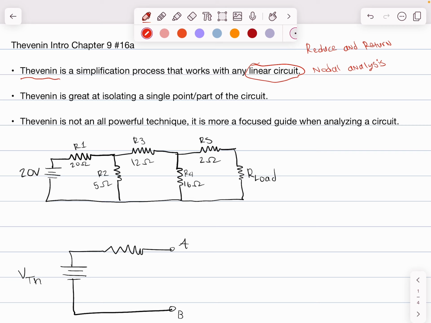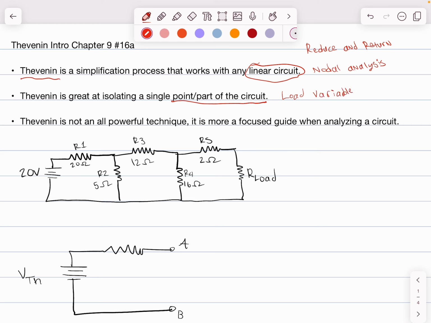The next sentence about Thevenin is, it's great at isolating a single point or part of the circuit. A lot of times in Thevenin, they will ask us about a specific load, whether that's the load resistor, load inductor, or unknown load component. And we want to know what is the voltage going to this load component, or what's the resistance seen by this load component. And this also allows us to change our load. So if we want our load to be a variable, Thevenin allows us to easily do that.